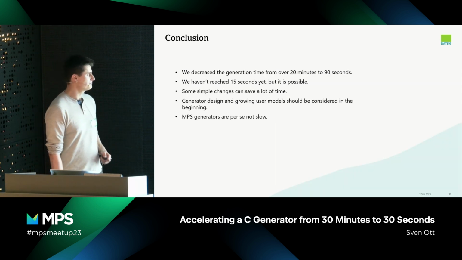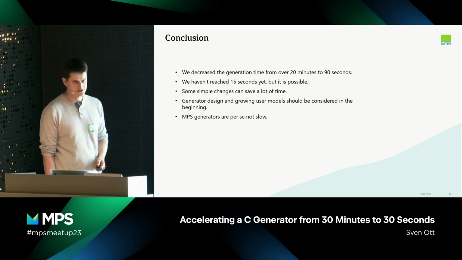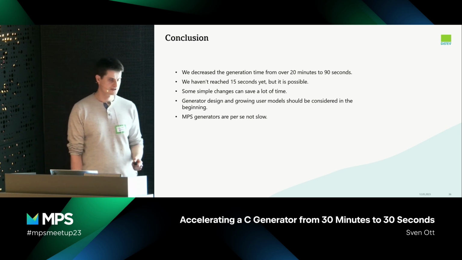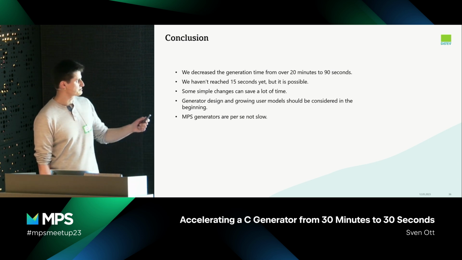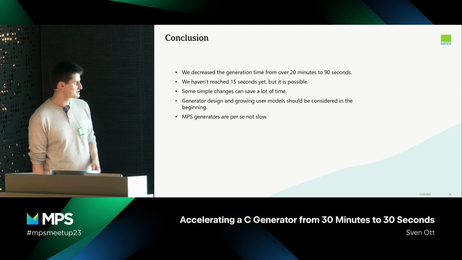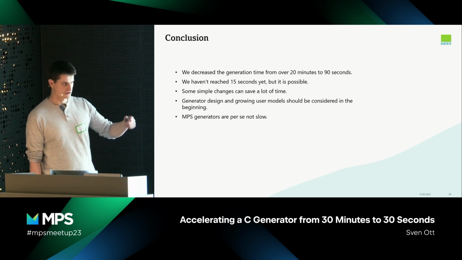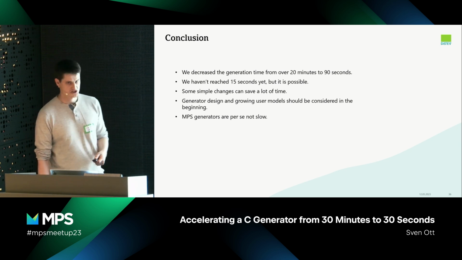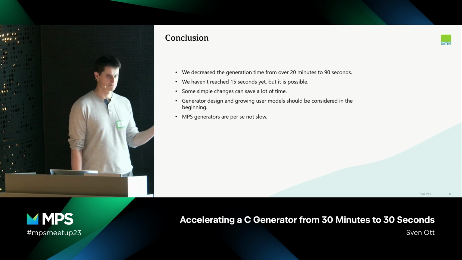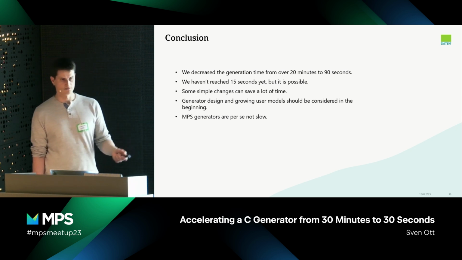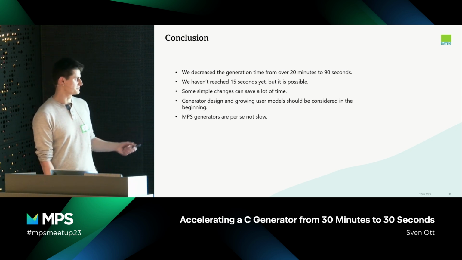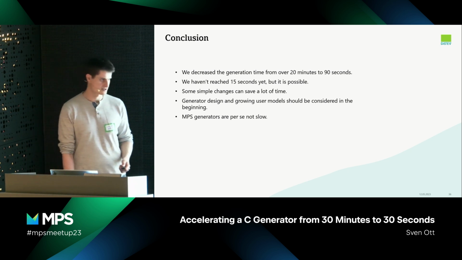So to sum up, we have decreased the generation time so far from around 20 minutes to 90 seconds, and we think it's possible to reach 15 seconds. We also did some smaller changes, which I won't explain today, that saved us a lot of time. But it's really important to think about the generator design right from the beginning and to keep in mind that user models are growing.